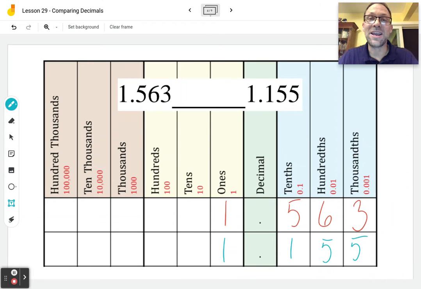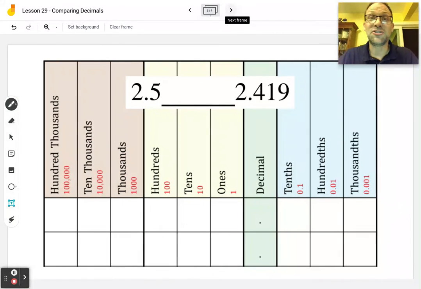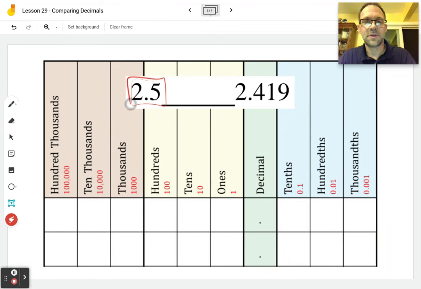So let's use our greater than sign to show 1 and 563 thousandths is greater than 1 and 155 thousandths. And let's try another one. Here we have 2 and 5 tenths and 2 and 419 thousandths.